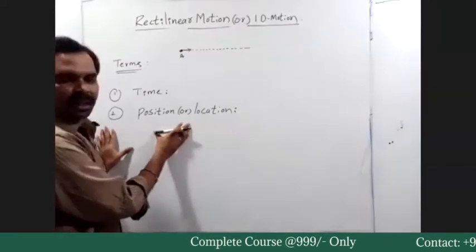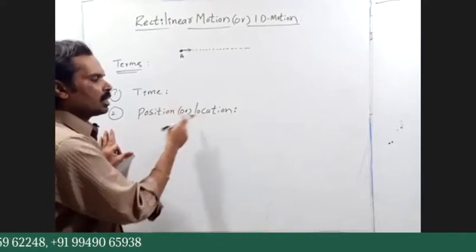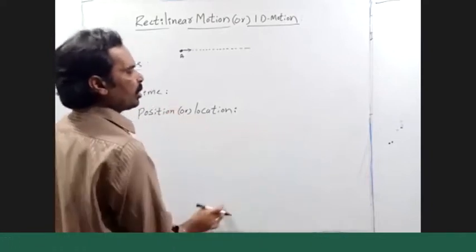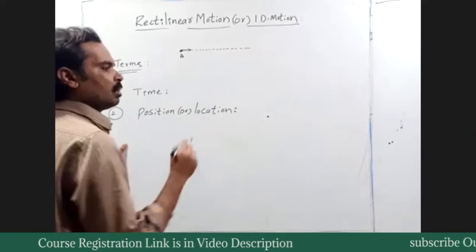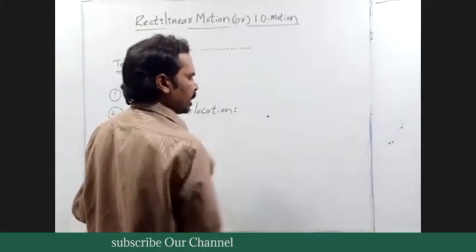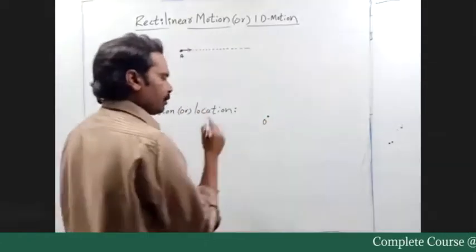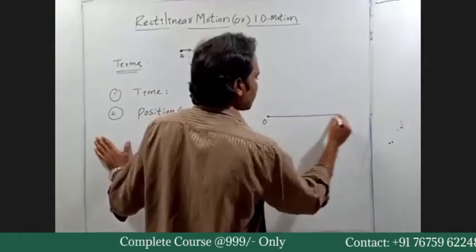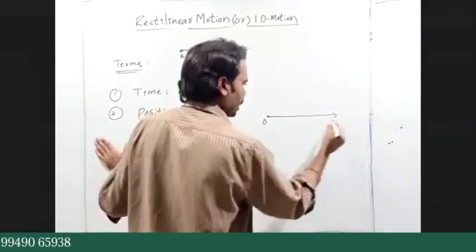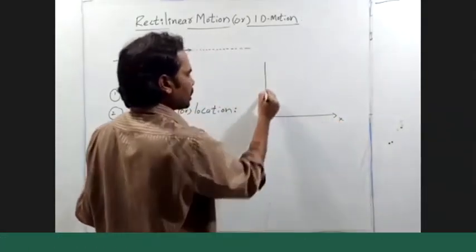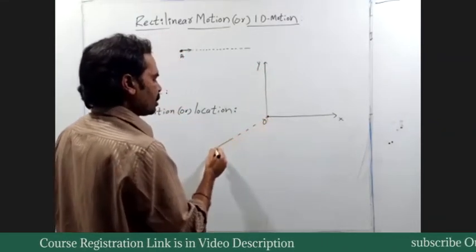We can always define the position or location of the moving particle. First we have to consider a frame of reference system with respect to one fixed reference point. It is a three dimensional coordinate system. At the known point O, I am taking three perpendicular directions: one direction is the x axis, one is the y axis, and one is the z axis.